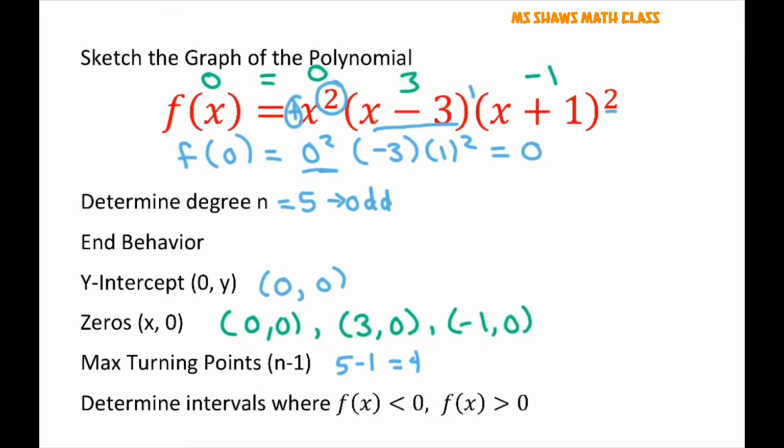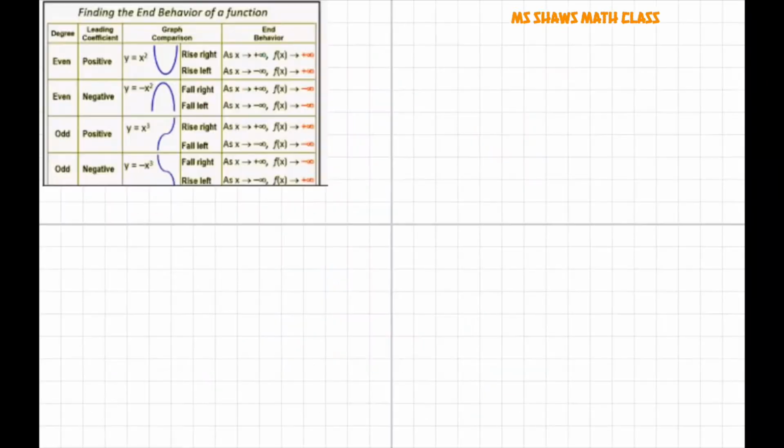All right, now let's talk about this part where we determine where y is negative and where y is positive. We'll do that after we graph it, by looking at the graph. So, end behavior: remember it's positive and we have an odd number. So let's look at that. Positive and odd is right here. Our lead coefficient is positive, so our end behavior is this part right here.